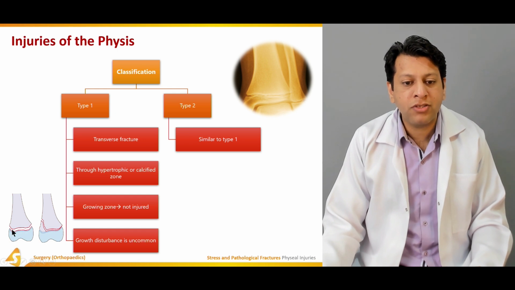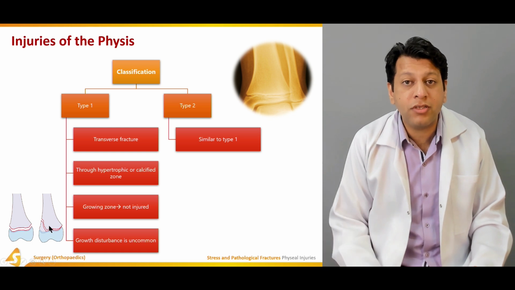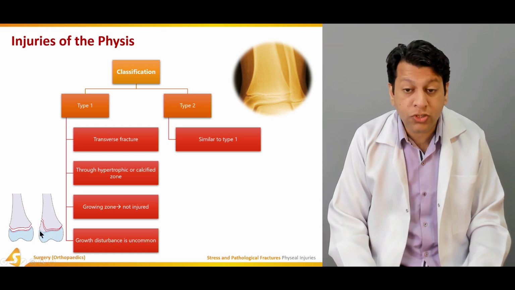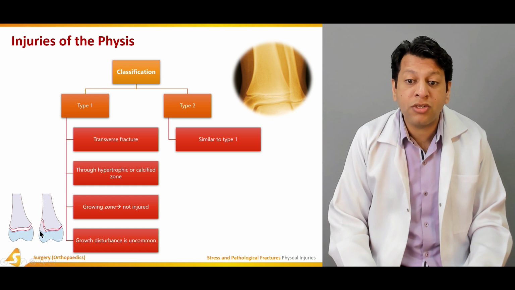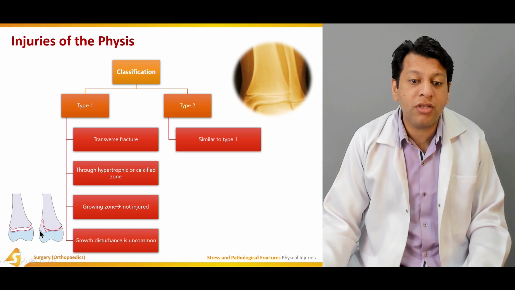But if the fracture line exits from going through the physis and then exits through the metaphysis, as you can appreciate over here, it is going through this and then exiting into the metaphysis, this bony chip can be appreciated over here as well. This is classically a type 2 injury. That is, toward the edge, it deviates away from the physis and goes into the metaphysis.